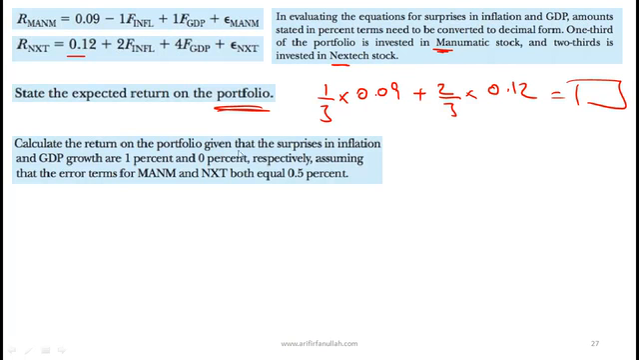Calculate the return on the portfolio given that the surprises in inflation and GDP growth are 1% and 0% respectively, assuming that the error terms are both equal to 0.5. Okay, now in the interest of time, I won't run through this here, but it's easy to do. What will you do? You will simply plug in GDP growth of 1%. So you plug in the growth. Okay, will you plug in the decimal or the percent? You will plug in the decimal, you will plug in the expected value for the error term, and then you will get your returns for the two. You will use their relative weightage, and you should get your answer.